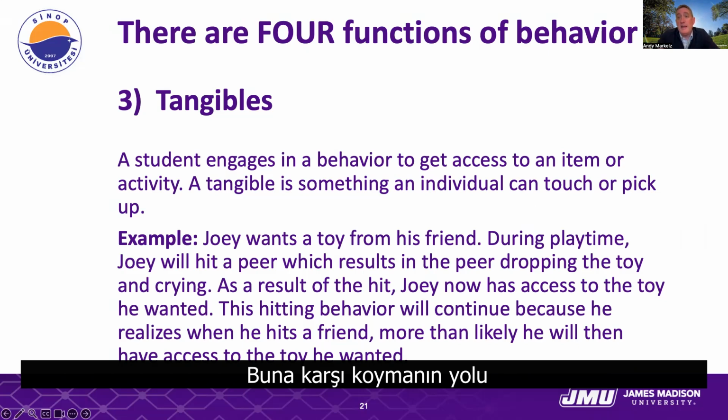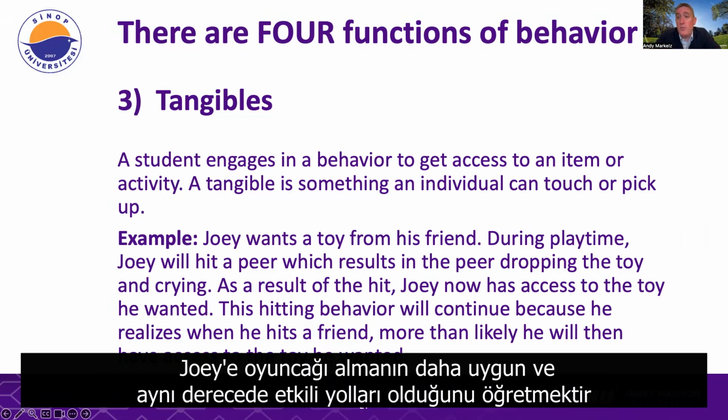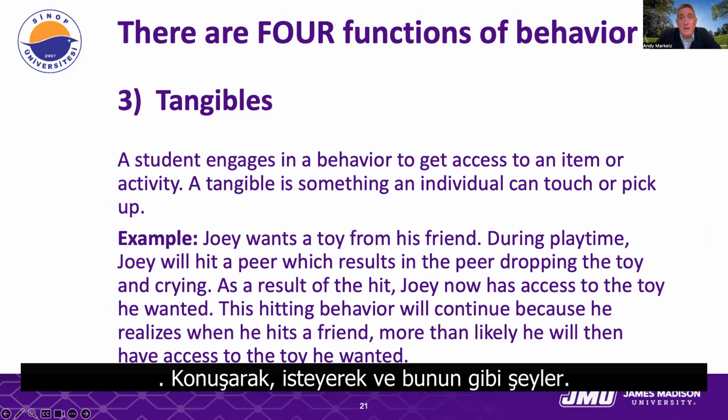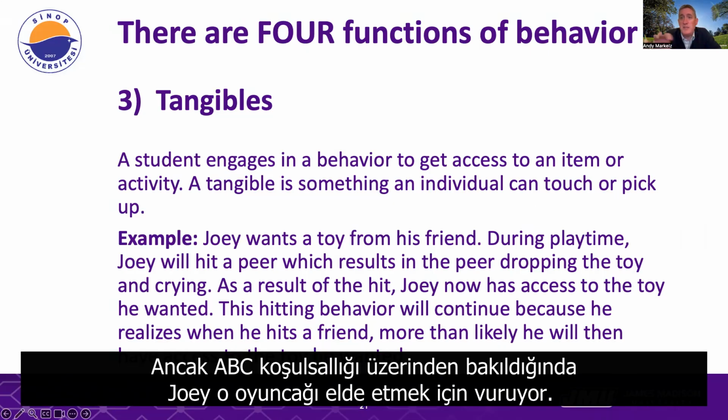A way to counter that is to teach Joey that there are more appropriate ways, and just as effective, to get the toy, by talking, asking, things like that. But looking at it through the ABC contingency, Joey is hitting to get that toy.